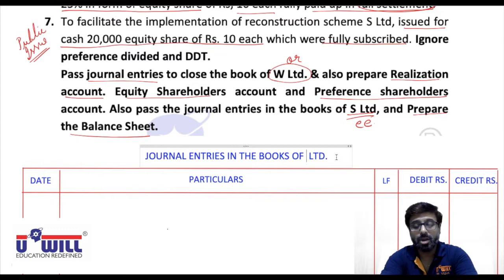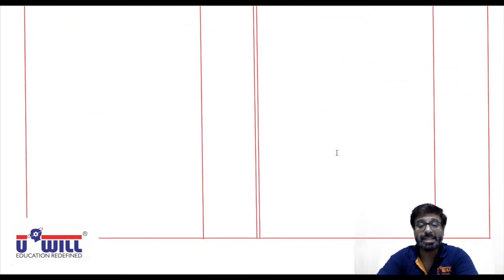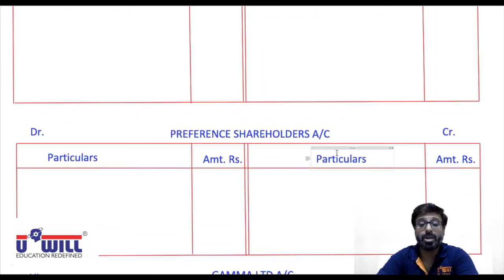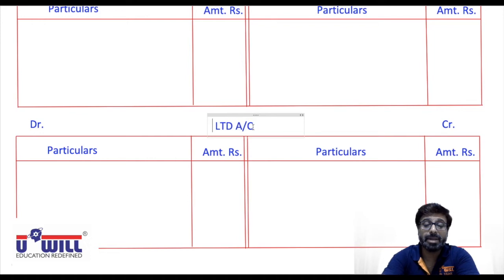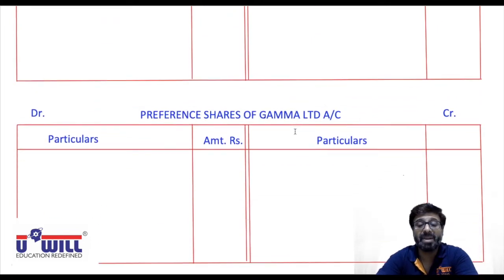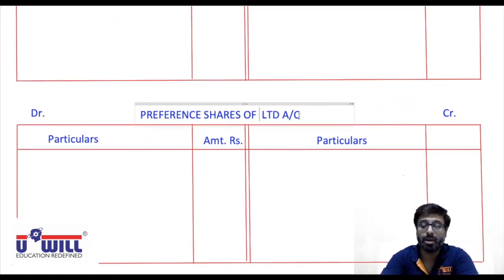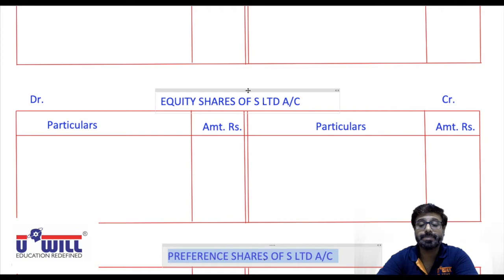So first, all of you make the format of journal entries in the books of W Limited, approximately 1.5 pages. Then the realization account, equity shareholders account, preference shareholders account, S Limited account, equity shares of S Limited account, and also make the preference shares of S Limited account format. All of you make these formats, pause the video and make these formats.